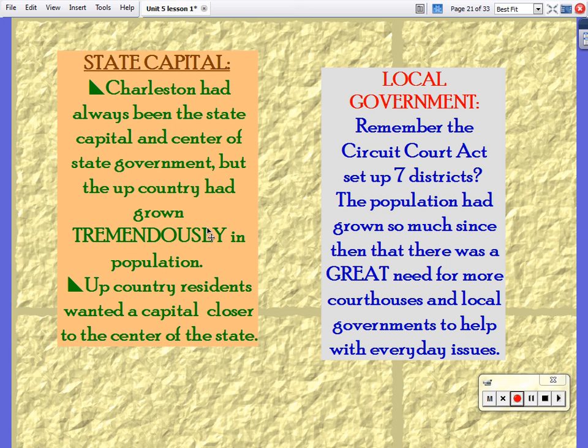The upcountry had grown tremendously in population. They wanted a capital city closer to the center of the state so that they could be more involved in the government and in the legal transactions. Local government was an issue. Remember the Circuit Court Act that set up 7 districts around our state? Well, the population in the upcountry had grown so much since then that there was a greater need for more courthouses and more local governments to help with everyday issues.